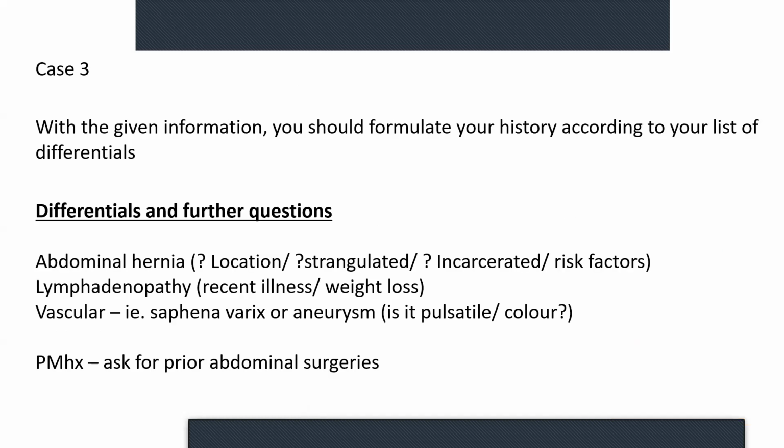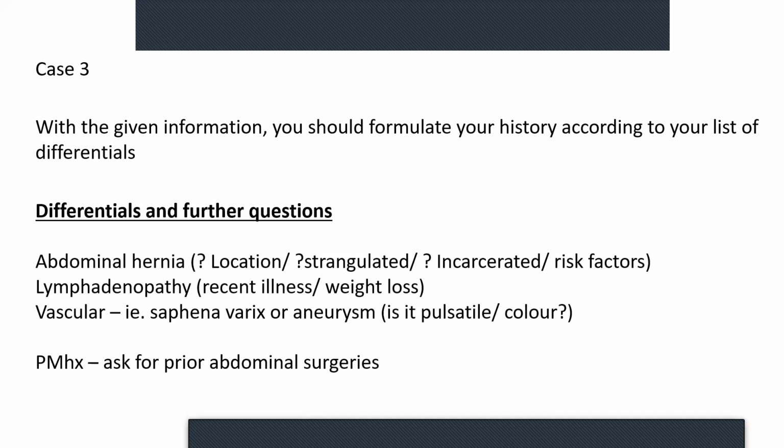So with the given information, again, you should formulate your history according to your list of differentials. Some of the main ones that should immediately pop into your head is, could this be an abdominal hernia? So you could ask about location, and screen for whether or not there's any strangulation or incarceration. So whether it's tender, whether the patient has been able to open their bowels, whether they're able to reduce the hernia themselves, and also screen for risk factors that might predispose them to getting a hernia.